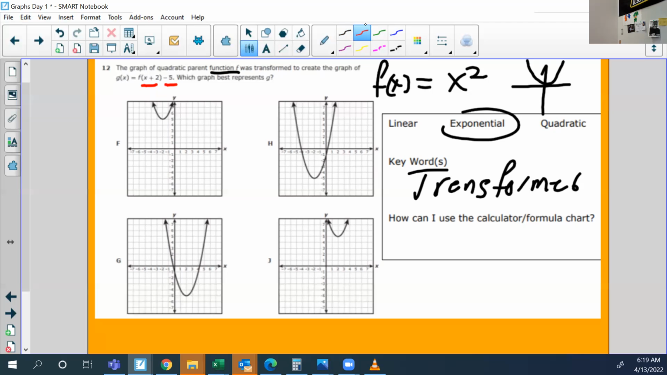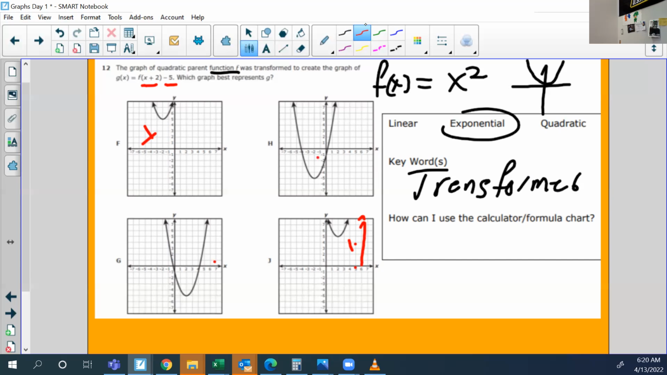In the parentheses, if it's x plus 2, what's going on with this transformation? Which way is the graph going? By now you should know that x plus 2 means the graph shifts to the left, all right? And then minus 5, it went down 5 units. So which graph now shifts left 2 and down 5? Well, it can't be that. That went up, okay? It can't be this because it shifted to the right and went up. I'm looking for down.